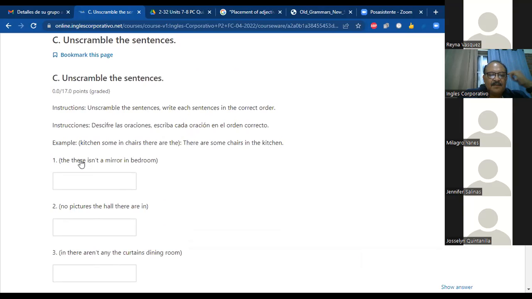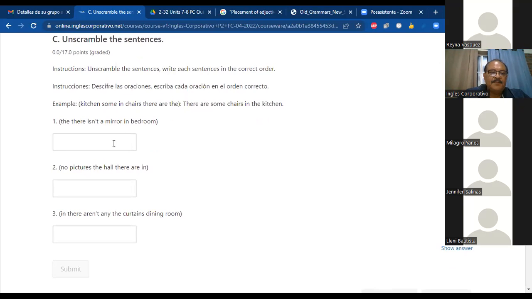Chairs in the kitchen. ¿Cuál sería acá? There isn't. There isn't what? Mirror. There isn't a mirror. ¿Dónde? In the bedroom. Y ahí la tiene. Entonces, con una palabrita que cambien de lugar, les va a dar incorrecto. There isn't a mirror in the bedroom. Así como lo dijeron. Ocupar todas las palabras que están en el paréntesis y ponerlas en el orden correcto, right?